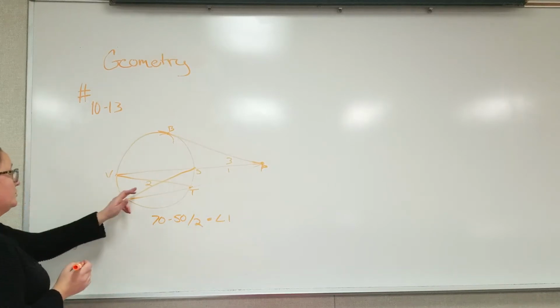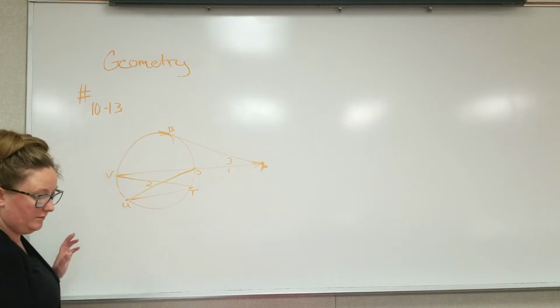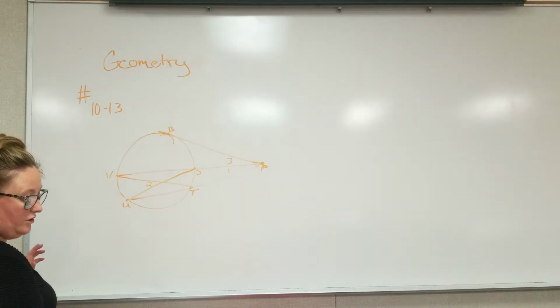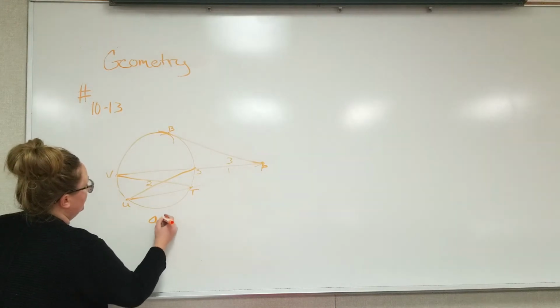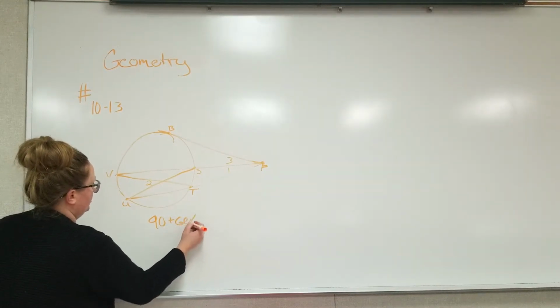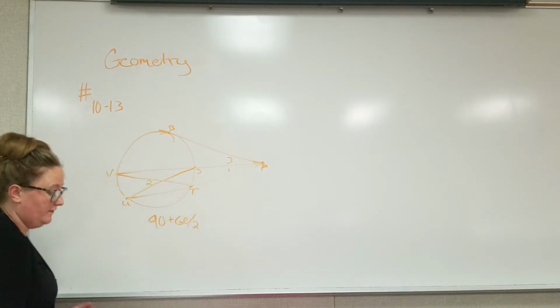The measure of angle 2 would be half the sum. So they actually have different numbers on number 11. VU is 90 and ST is 60. So it would be 90 plus 60 divided by 2. So remember, inside is half the sum, outside is half the difference.